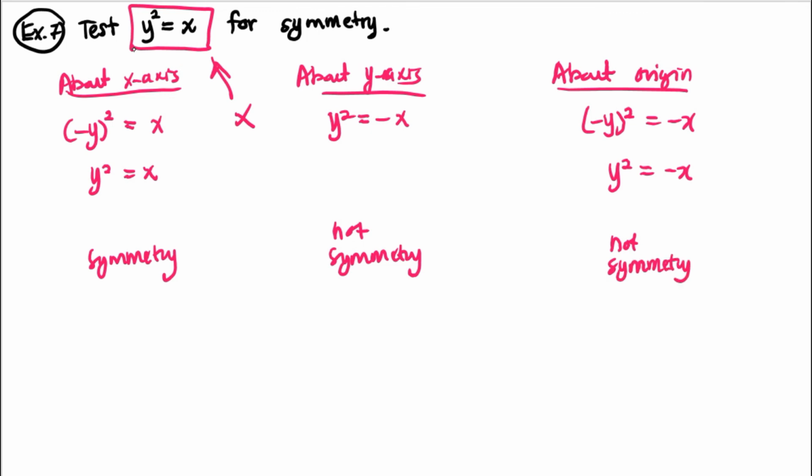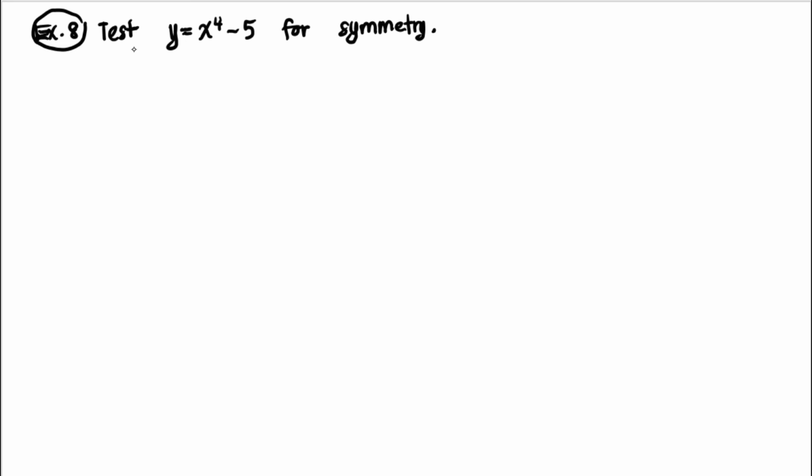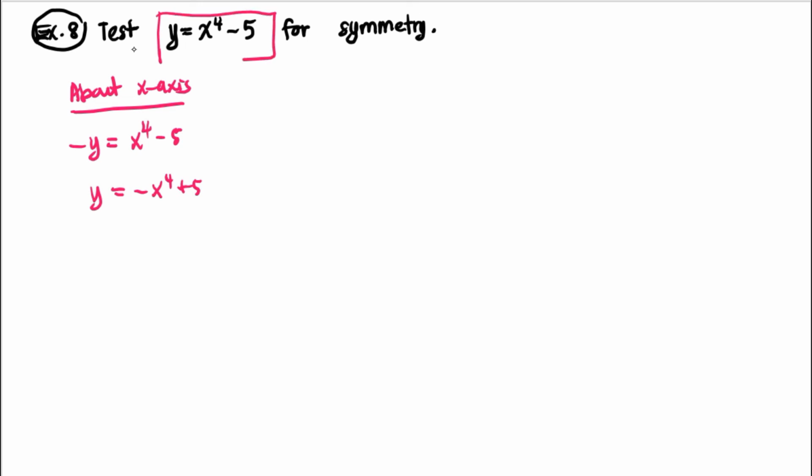All right, that's it. Let's look at the last example in this video. Suppose we have this equation. We have to check for symmetry. Suppose it is about the x-axis, therefore we replace y with negative y, x to the power 4 minus 5. And in fact, if we write y, this will change, because this will become negative x to the power 4 plus 5, and this is not going back to the original. So it is not symmetry about the x-axis.